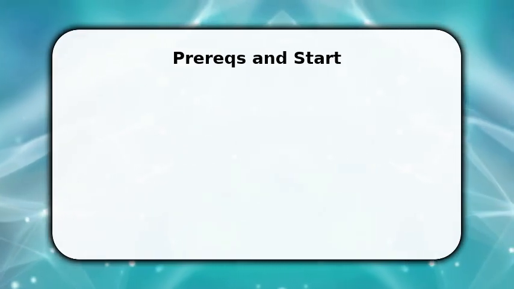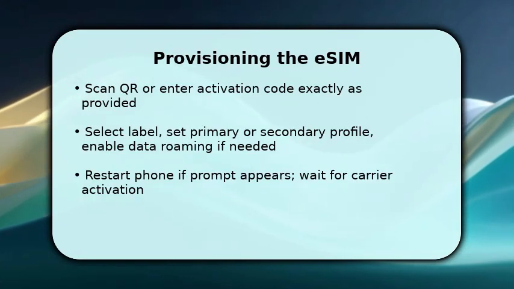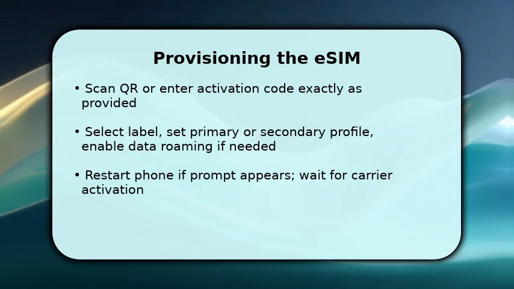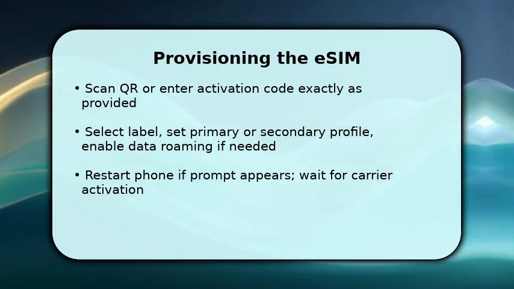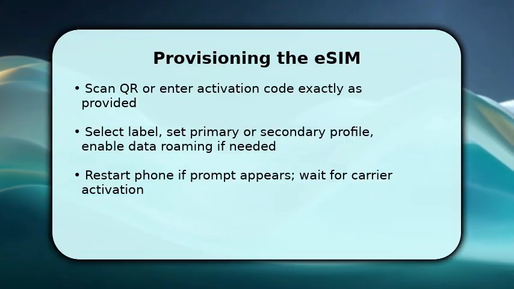Once the QR is scanned or the code entered, your phone contacts Gomo to download the eSIM profile. This can take a minute. You will be asked to label the plan and choose whether it's your primary line for calls, texts, and data. Set preferences now so apps use the correct line.